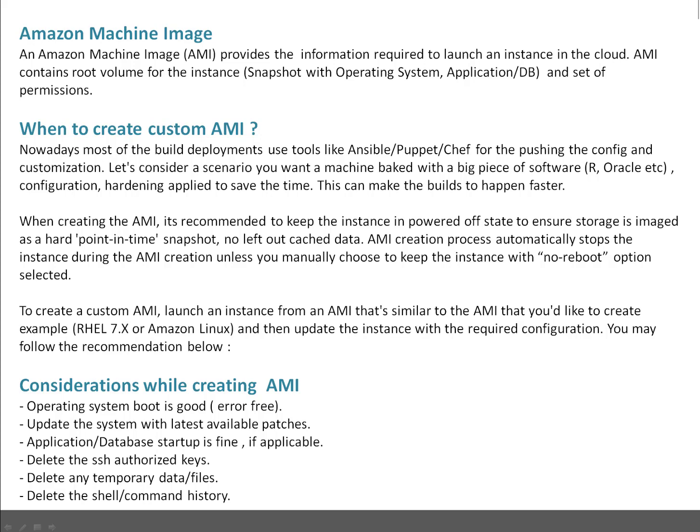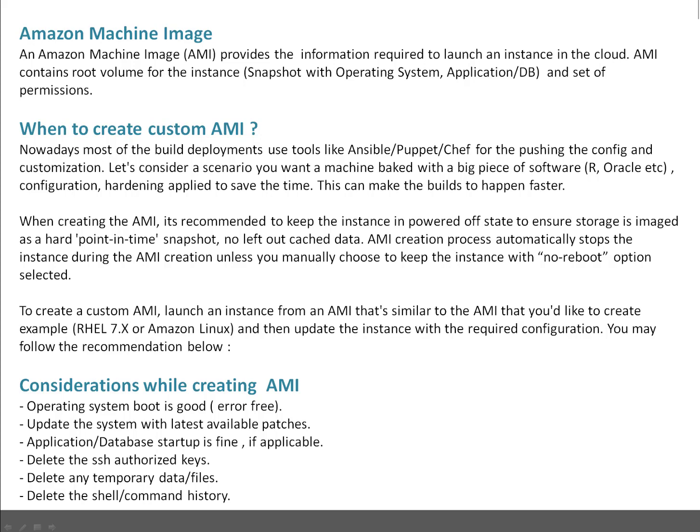AMI contains the root volume of the instance, basically that snapshot with the operating system installed, or it may have an application or DB installed and configured, or it may have some custom configuration which is required for your setup. And AMI also has a set of permissions, like what are the permissions on your snapshot image, who can use it, who is the owner, or what is the type of AMI, whether that's paravirtualized or HVM, what type of operating system it has, basically a description kind of thing. So that's Amazon Machine Image.